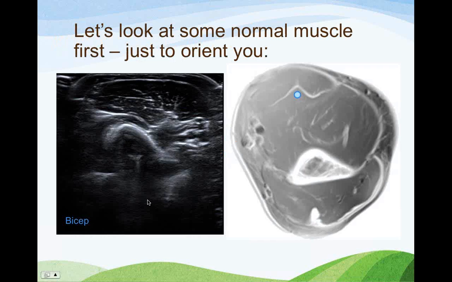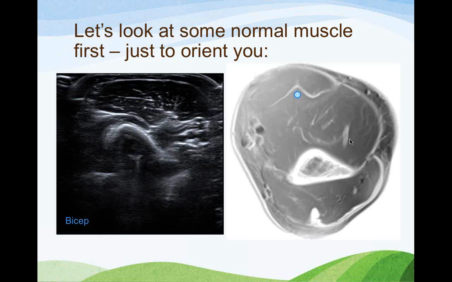So what I'm going to do here is show you some pictures of normal muscle just to orient you. This is an ultrasound picture. This is an MRI picture. And right here we have a picture of a bicep muscle. And underneath it is the coracobrachialis and humerus bone. You see this bony bright spot right here.